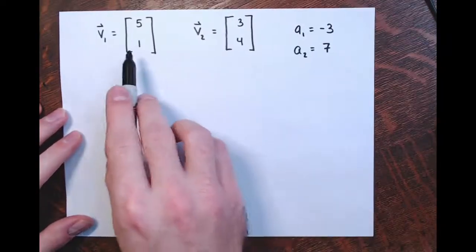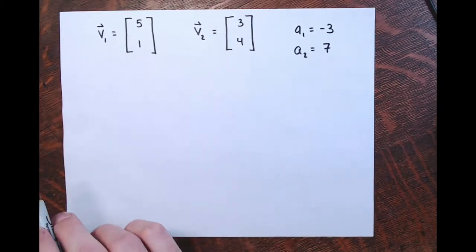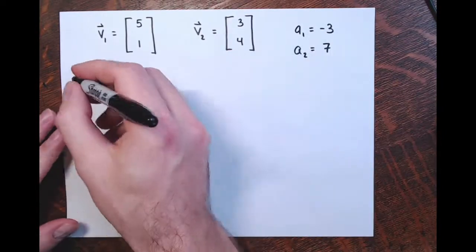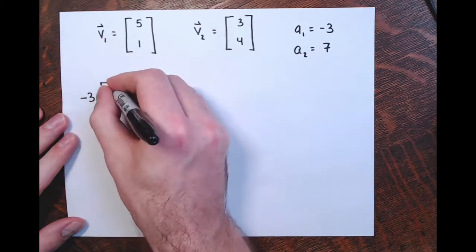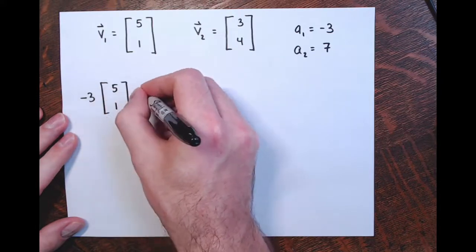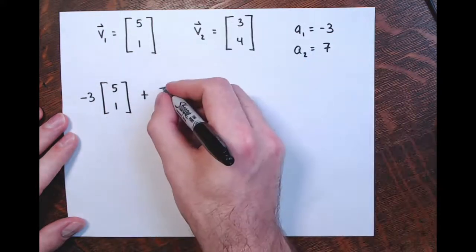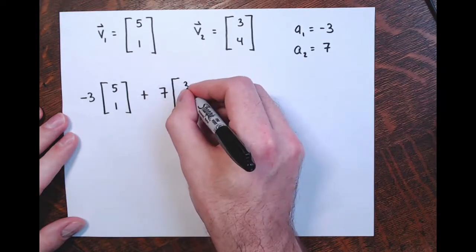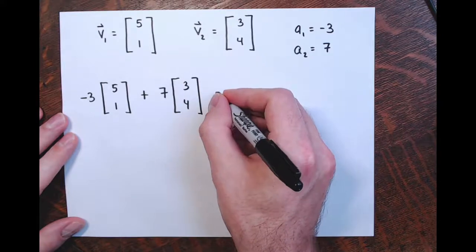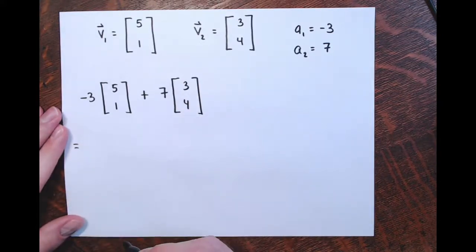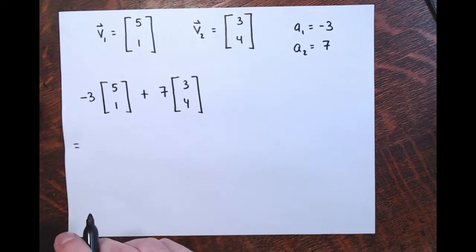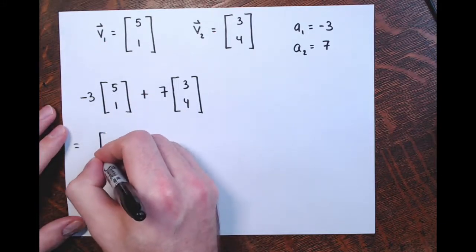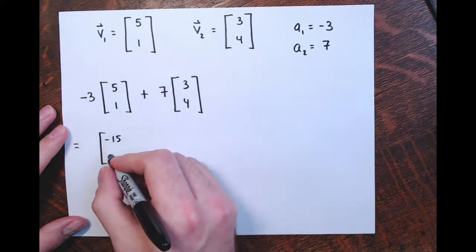So I have here written out those two vectors from the example and the two scalars. a1 times v1, that's negative 3 times the vector 5, 1, plus a2 times v2, that's 7 times the vector 3, 4. And hopefully you recall the way that we defined scalar multiplication and vector addition in Euclidean vector spaces a section ago. When you multiply by a scalar, you multiply each component by that scalar.